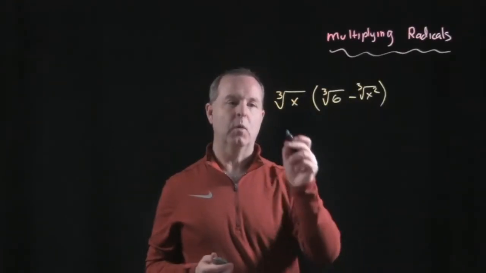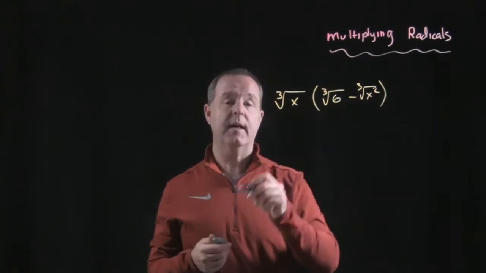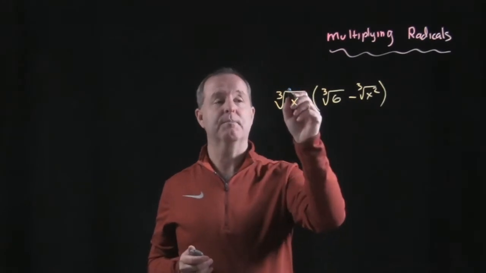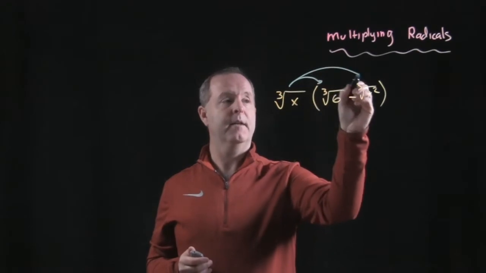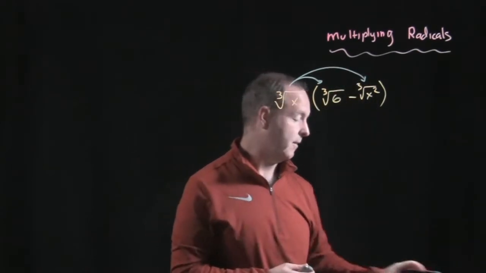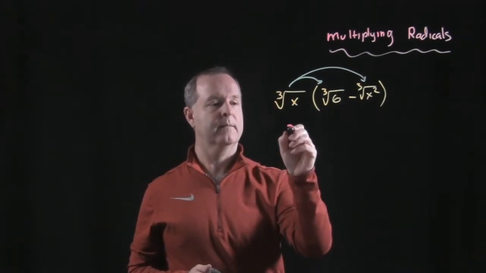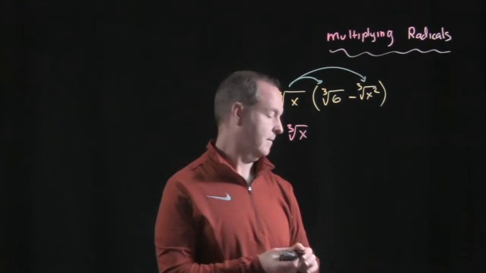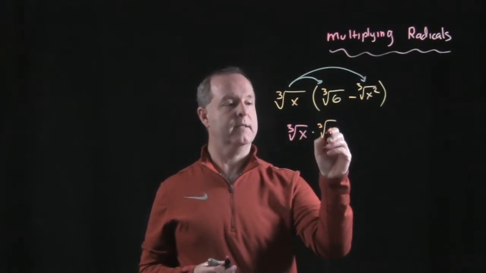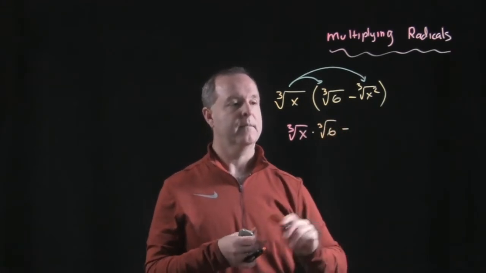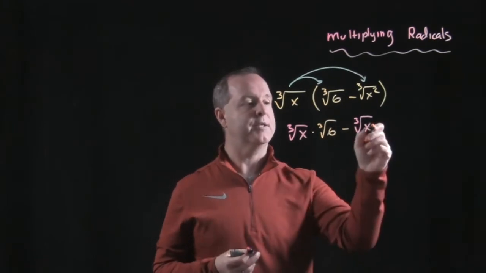Another example where I'm multiplying a one term times a two term. Again, when we do that, we're going to involve our distribution property. So we're going to distribute the cube root of x to the first term and then distribute it to the second term as well. So cube root of x times this first term, the cube root of 6, minus the cube root of x times that last term.